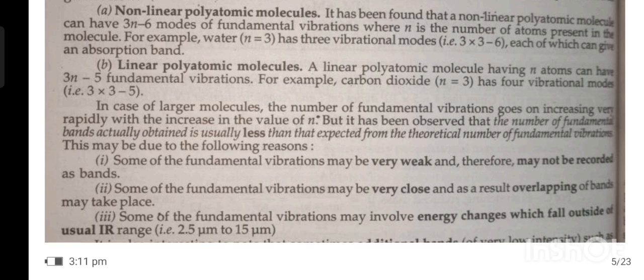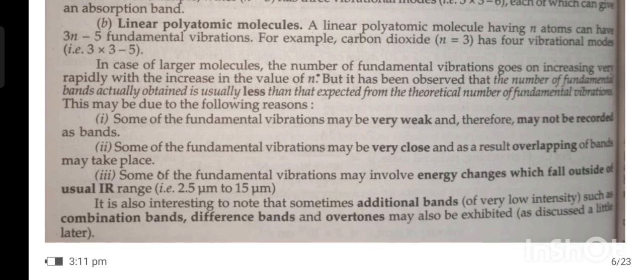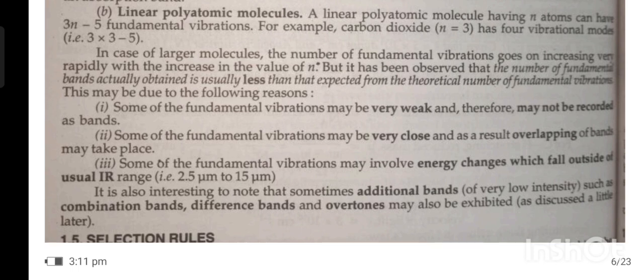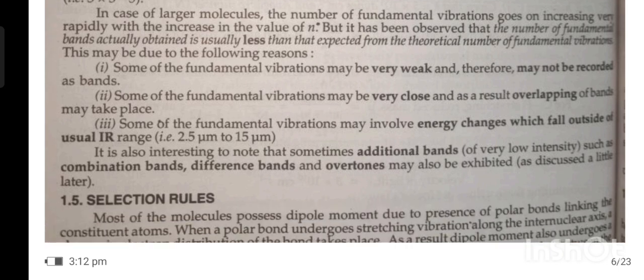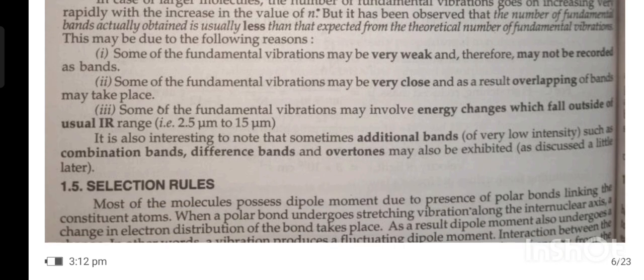But it has been observed that the number of fundamental bands actually obtained is usually less than expected from the theoretical number of fundamental vibrations. This may be due to the following reasons. First, some fundamental vibrations may be very weak and therefore may not be recorded as bands. Second, some fundamental vibrations may be very close, and as a result overlapping of bands may take place. Third, some fundamental vibrations may involve energy changes which fall outside the usual IR range.